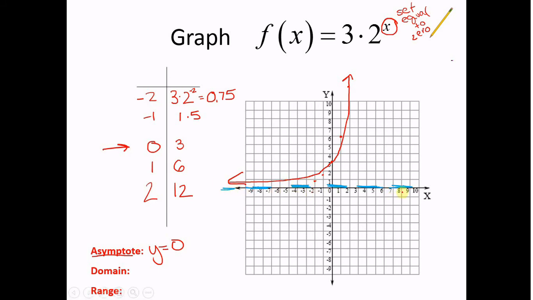I find it's easier to highlight it. That way I don't cross it with my graph. I will be very picky. If your graph crosses your asymptote, technically you are wrong. So be very, very careful. Make sure that you don't cross it.